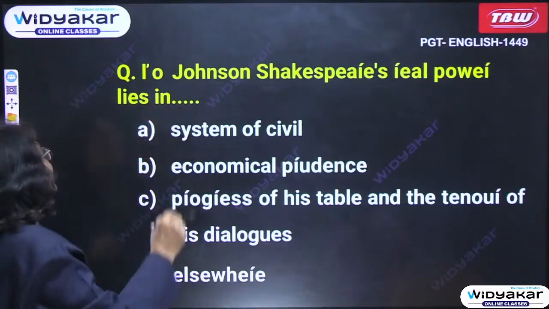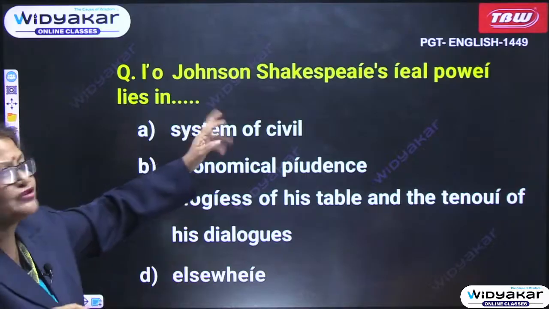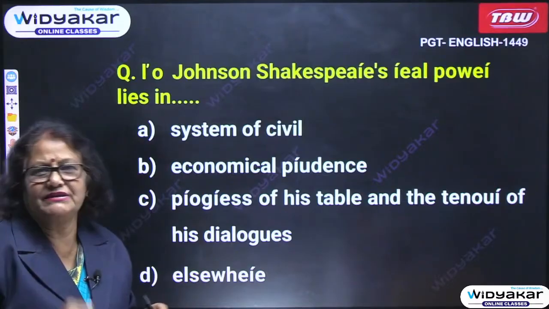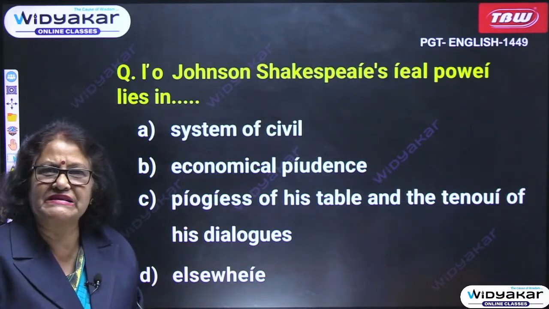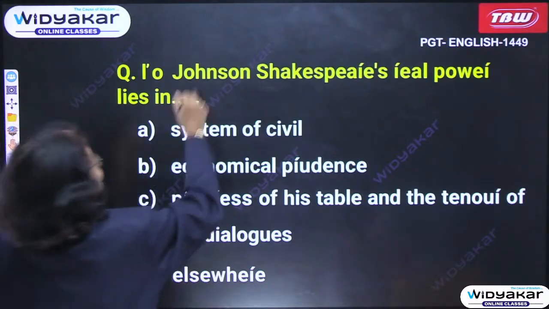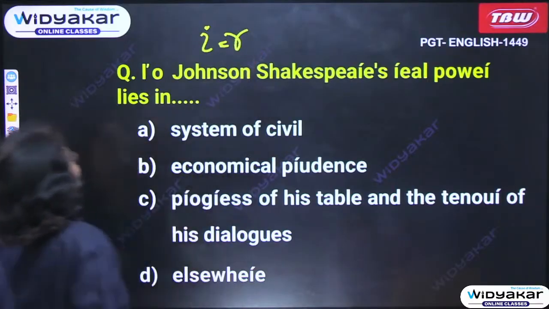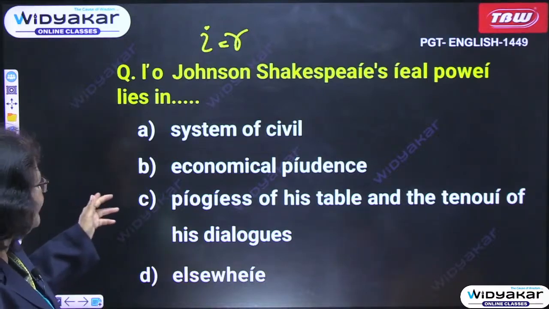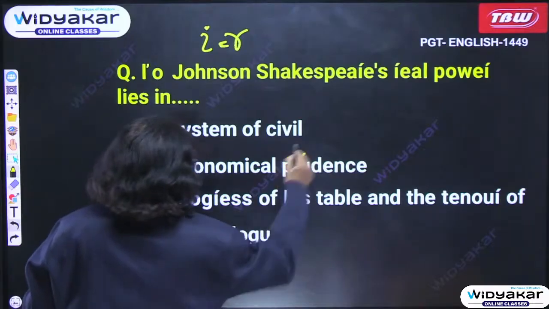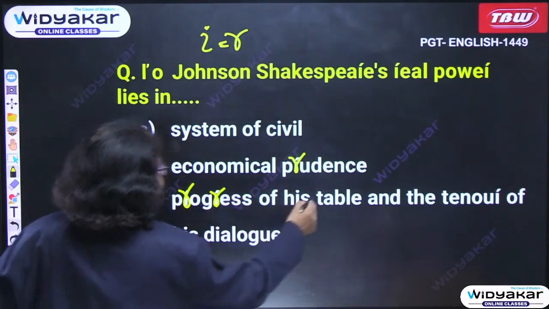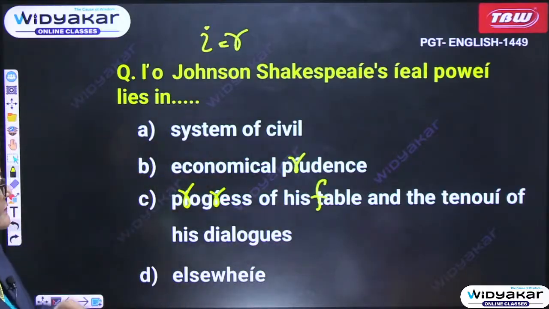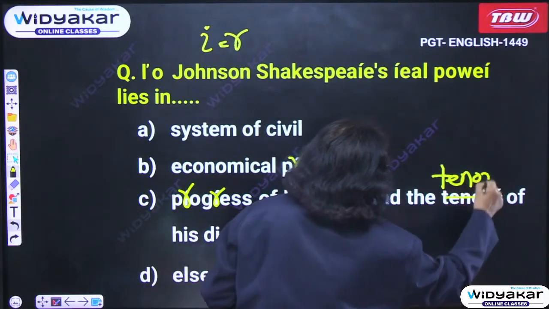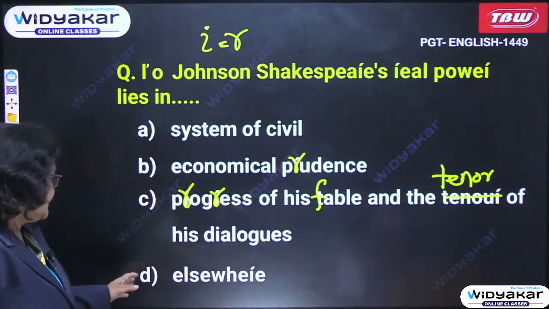For Johnson, Shakespeare's play is like when you look at a map, where brown is mountain, blue is rivers and oceans, and this is the entire earth. Johnson: Shakespeare's real power lies in A, a system of civil; B, economical prudence; C, progress of his fable, plot, story and tenor of his dialogues; D, elsewhere.